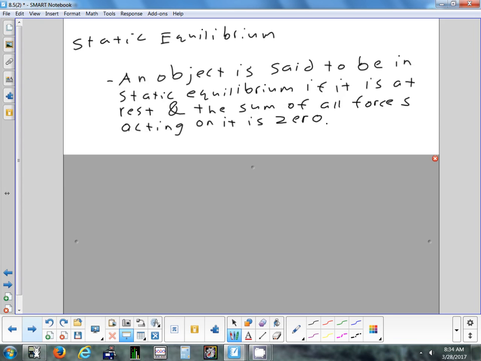Okay, so basically everything on this table is in static equilibrium. The book has a certain force pushing down on the table, but the table is also pushing back up on it. That's why it's not falling. It's balanced. So we have to think two-dimensionally when we do this. We're not really thinking three-dimensionally. We're thinking two-dimensionally to figure out the forces acting on an object.